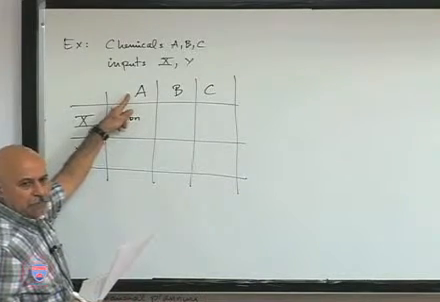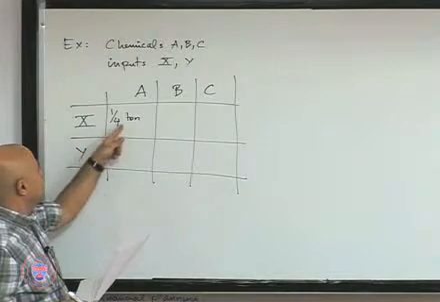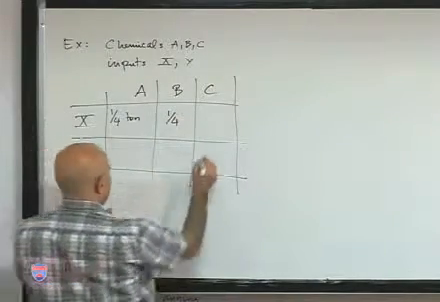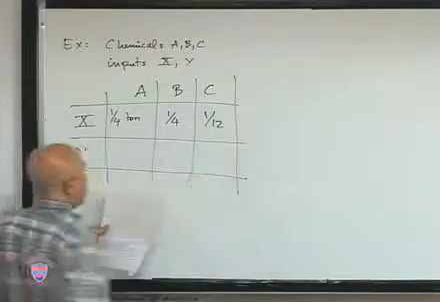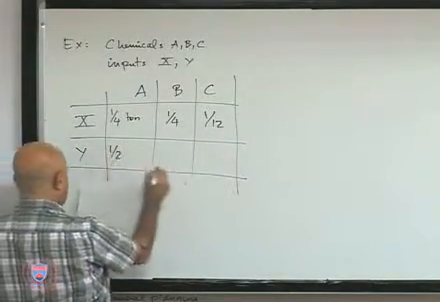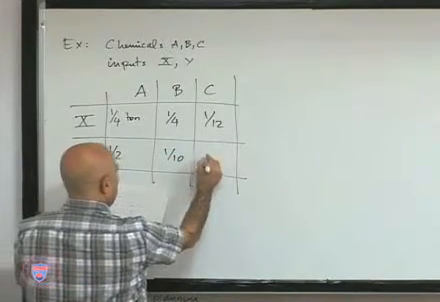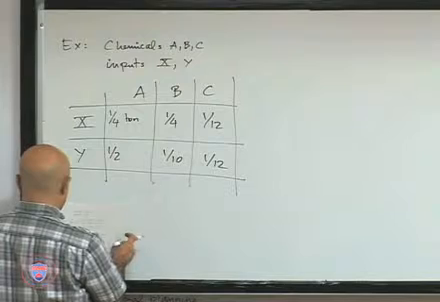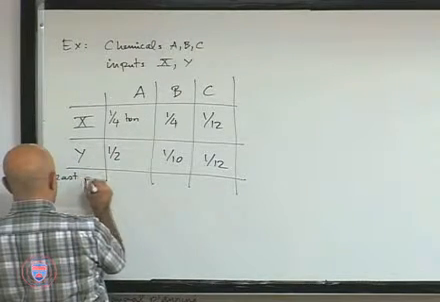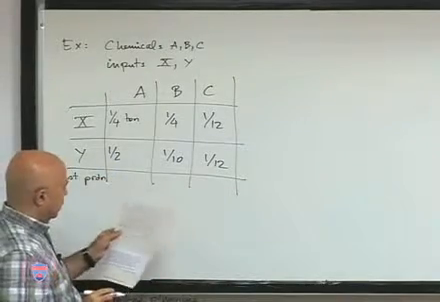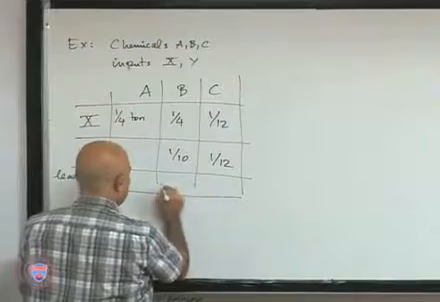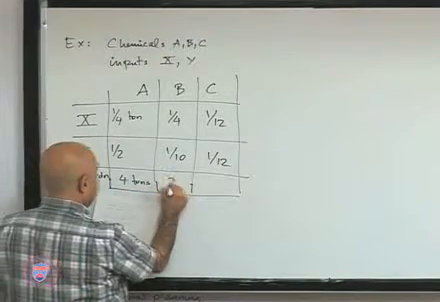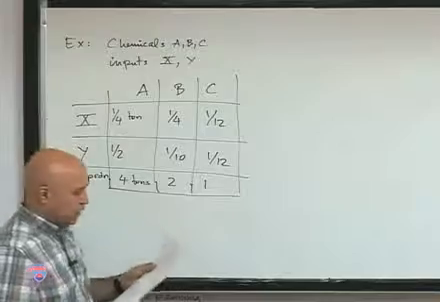To produce 1 ton of A, you need to input 1/4 ton of X. Okay. Similarly, 1/4 here, 1/12 for this one, 1/2 here, 1/10, 1/12. Okay, there's a least amount of production you should have, and those are given as 4 tons for A, 2 tons for B, and 1 ton for chemical C.